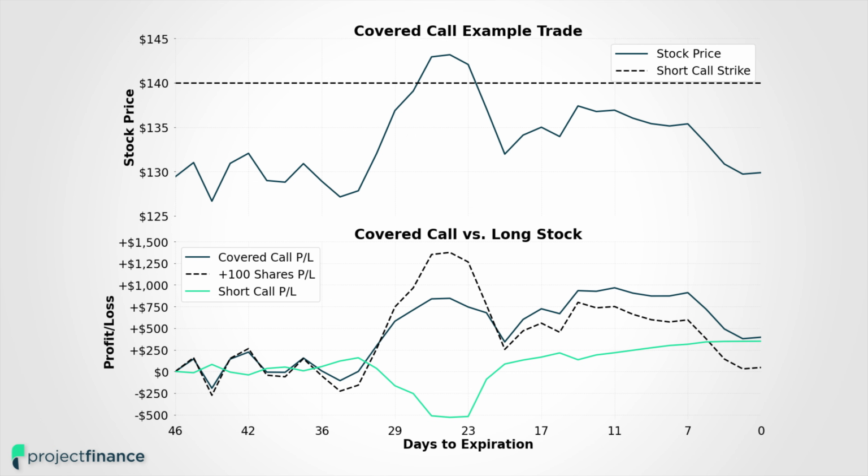If we held this position all the way to expiration and we did not manage it at all, we actually would have made the full profit of $350 on the short call position of the trade, but the stock price actually ended fairly close to the initial price that we had when we entered this covered call position, and therefore we wouldn't really have made or lost any money on the shares. But since we made $350 on the short call position, we would have made about $350 overall in this covered call if we held it all the way through expiration.